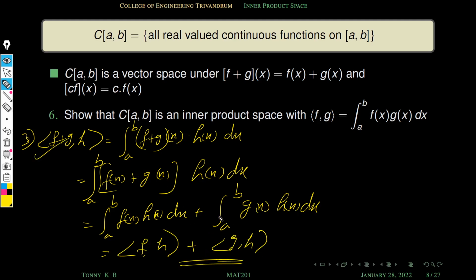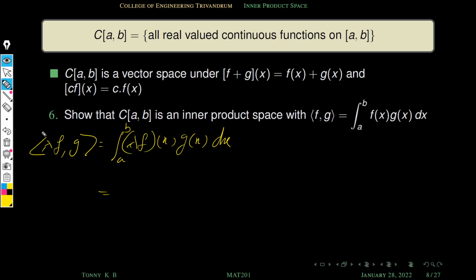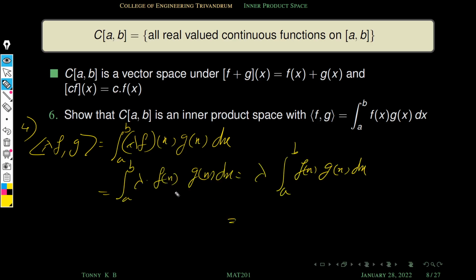Third one is okay. And what about the fourth one? For the fourth property, we consider inner product of lambda f, g. By definition, the integral from a to b of lambda f of x into g of x dx. And by definition, what is lambda f of x? That is lambda times f of x. So lambda is a scalar, you can take it outside. So lambda into the integral from a to b of f of x into g of x. This is equal to lambda into inner product of f, g. So the fourth one is okay.